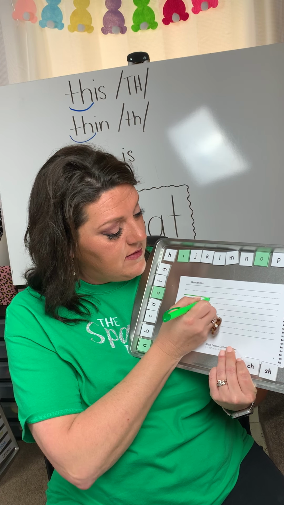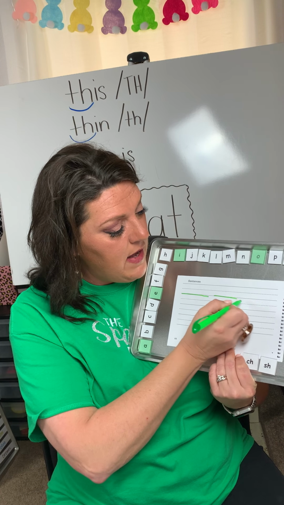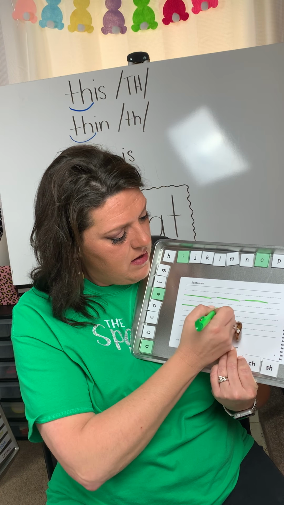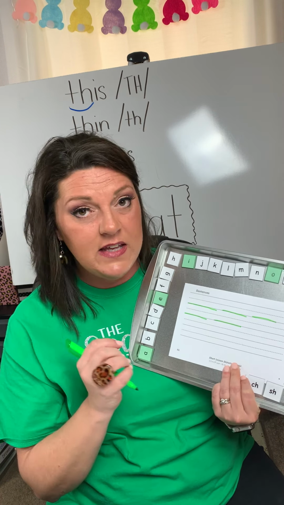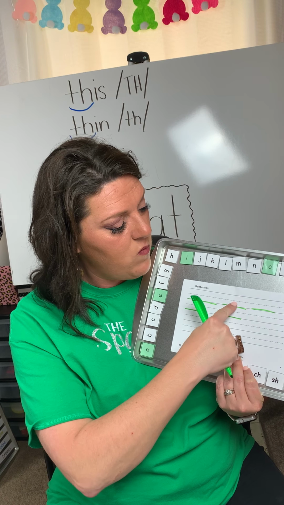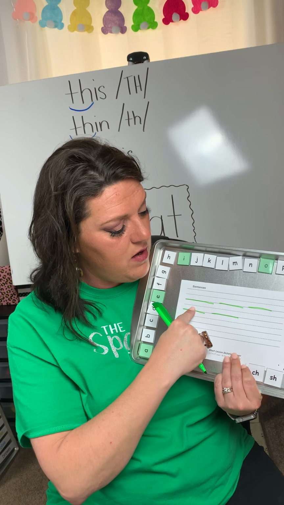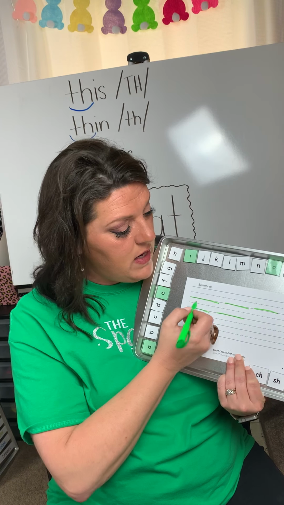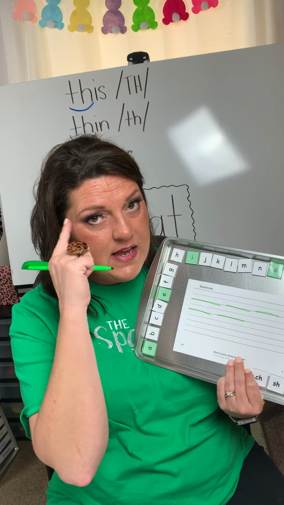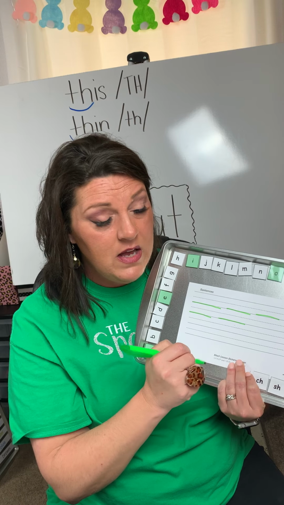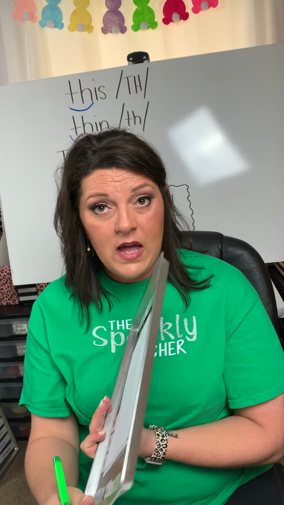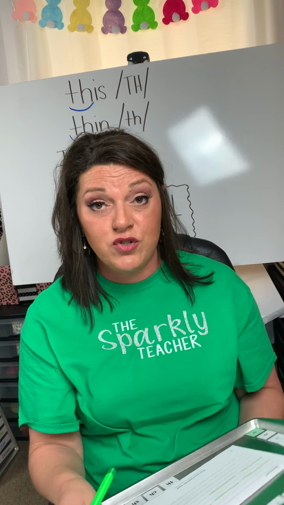Say it with me. Seth ran on the path. Say it with me again. Seth ran on the path. All right, I want you to pick up your pencil, and I want you to write the lines saying this sentence to yourself, and then write the words. Pause the video and come back when you have finished writing your sentence, okay?